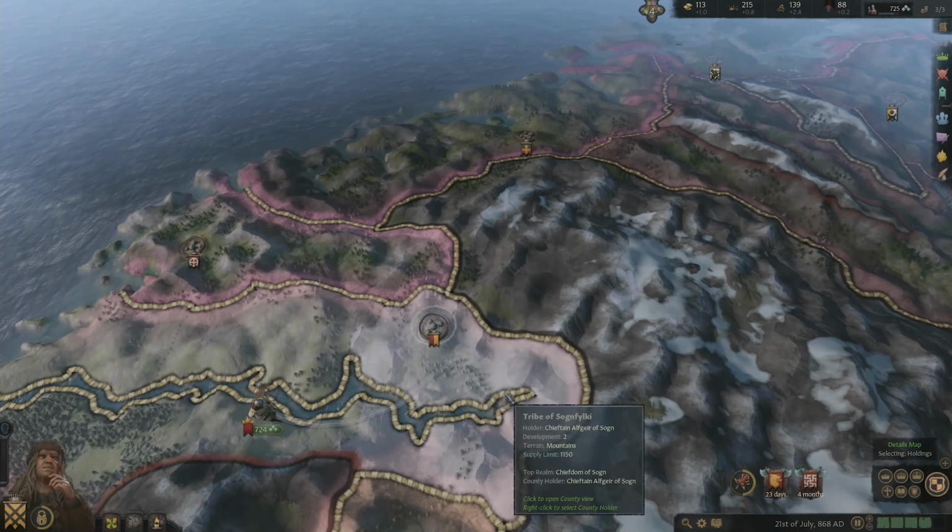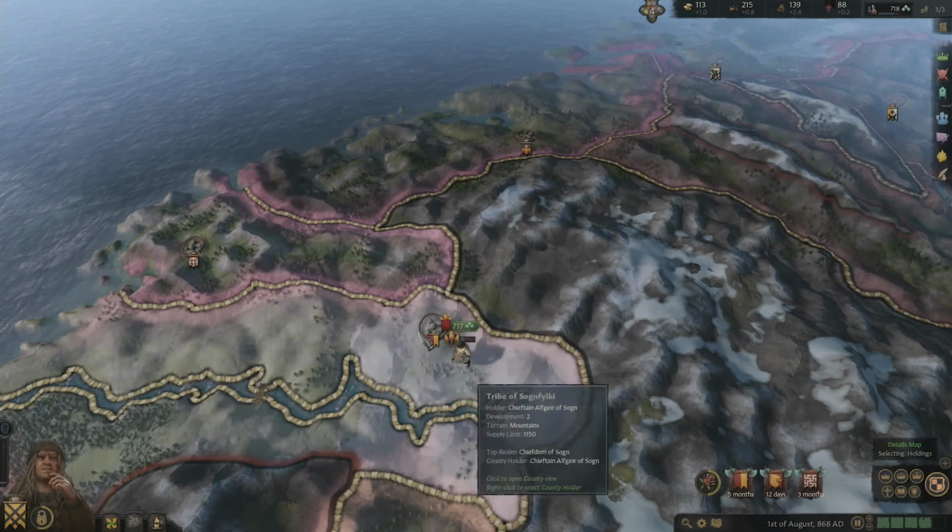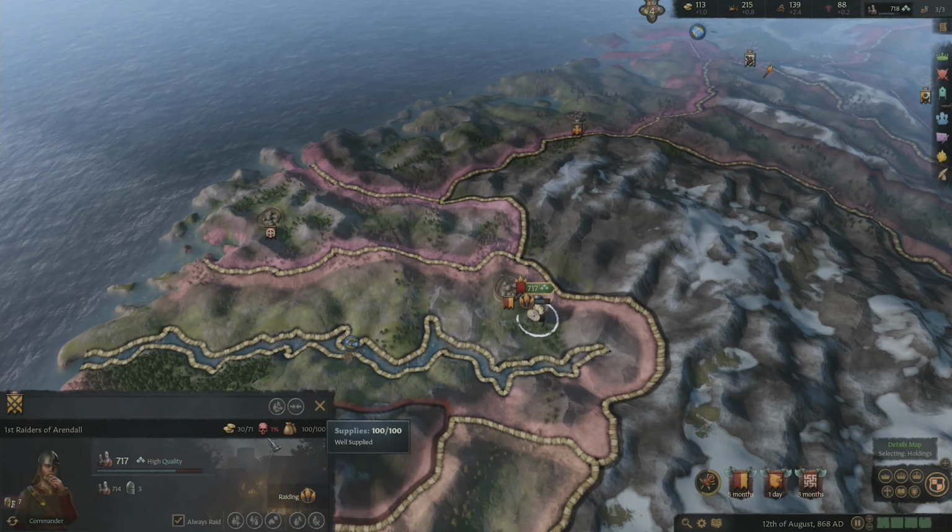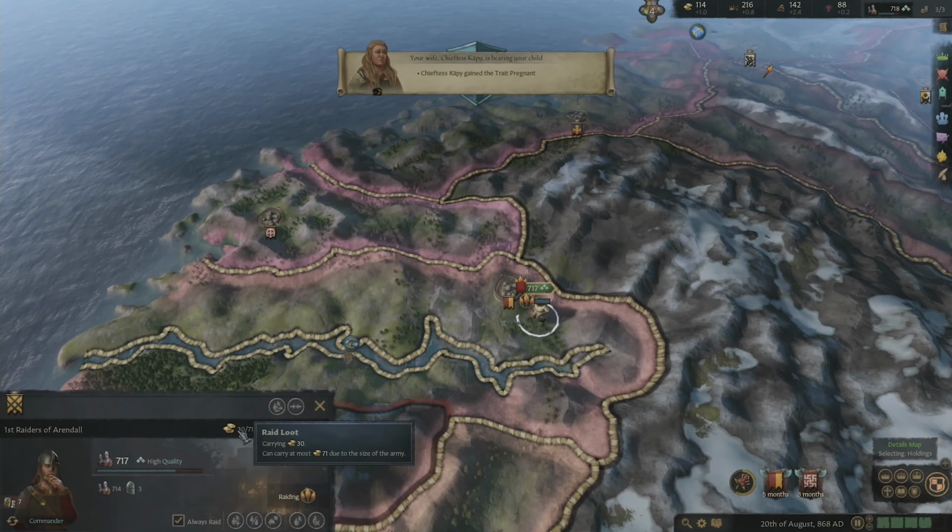So let's raid these guys since he did not have the foresight to keep his army together. And then I think we might just head home. It depends how much we get here.